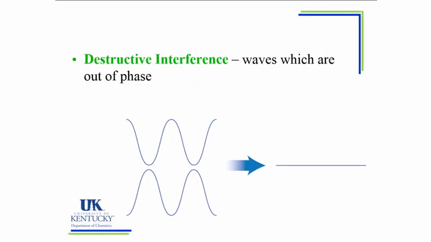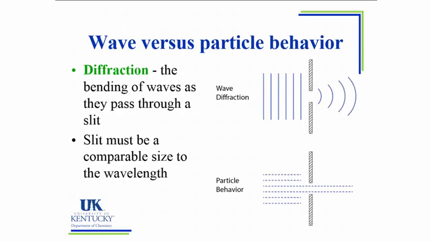Destructive interference is if the peak of one wave aligns with the trough of the other wave. And when they're what we call out of phase, they will annihilate each other and you will have no wave. So let's look at diffraction.